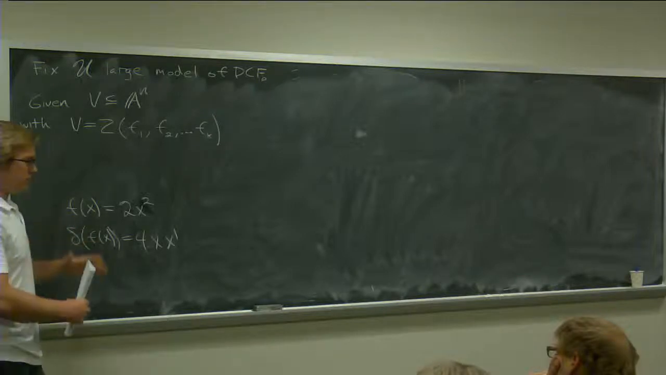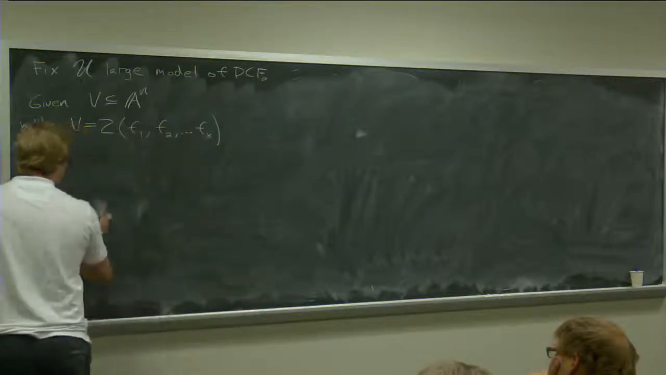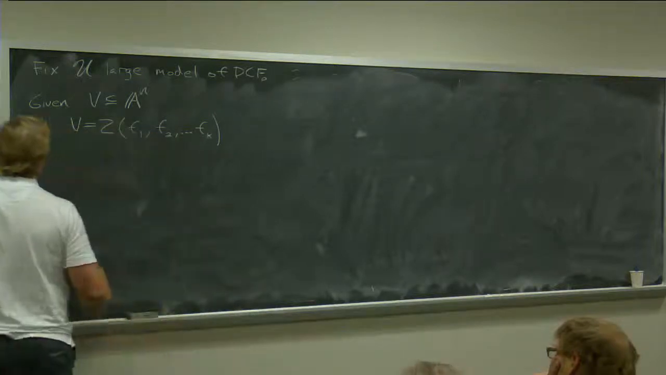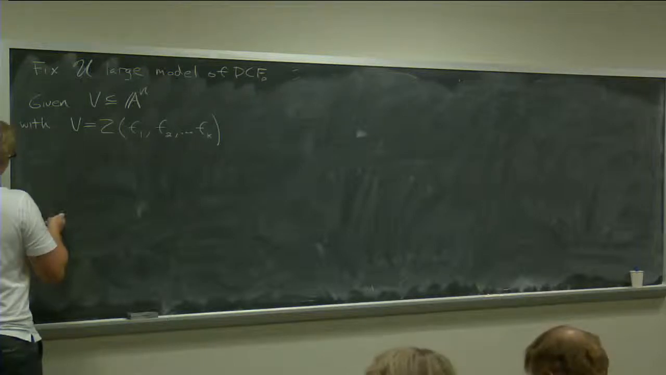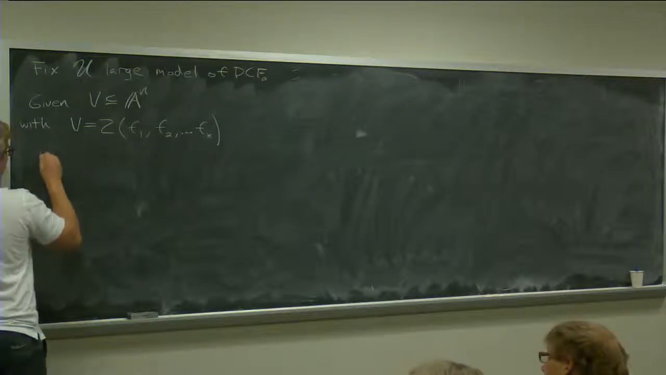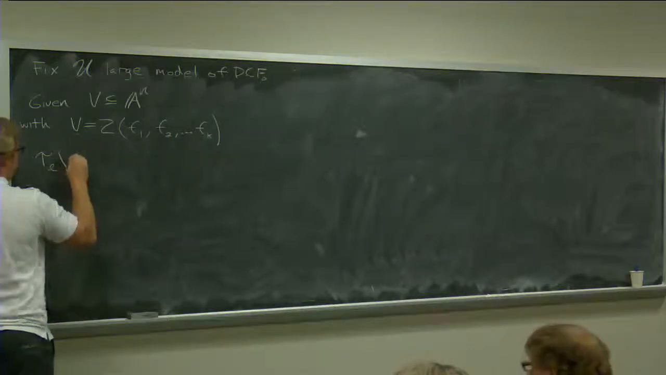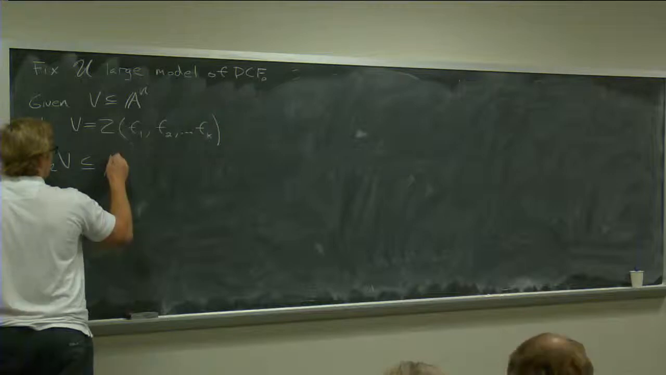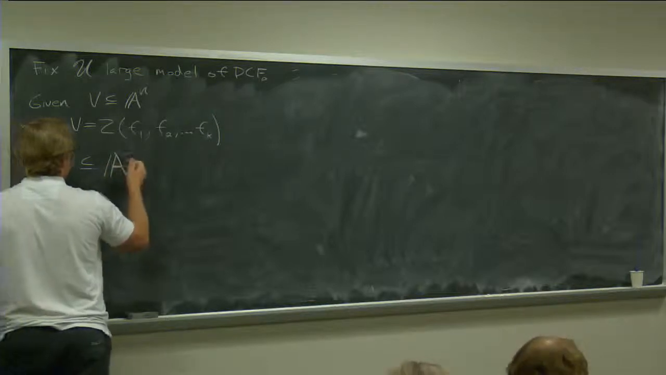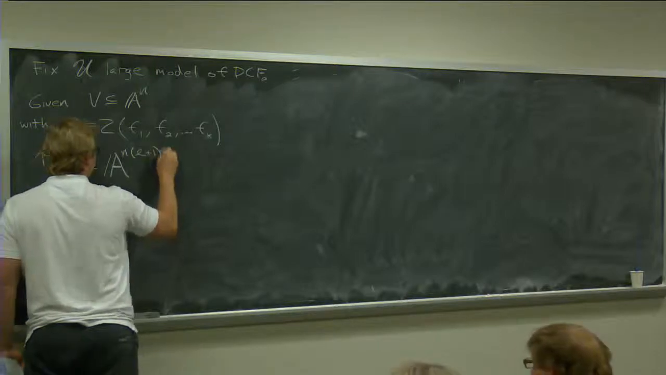Intuitively, I hope that makes sense, but I'll write down what I mean. So I could think about what I will in this talk call tau sub L of V, as a subset of A to the n times L plus 1.